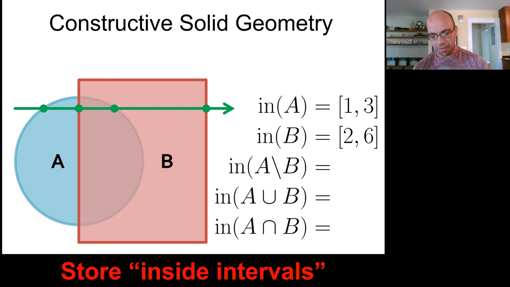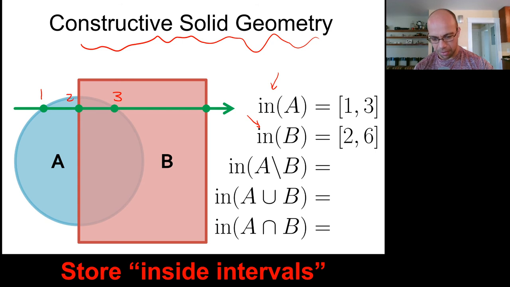So let's say that I have a ray. And remember that when we do CSG, what we're going to do is not just output the t at which our ray enters the shape, but also the t at which it exits. So here, notice that essentially what I'm saying is that we enter shape A at time 1 and exit at time 3. Similarly, we enter shape B at time 2 and exit at time 6.